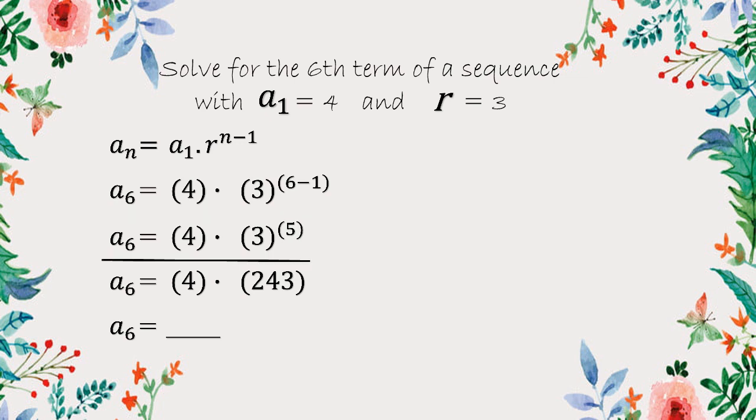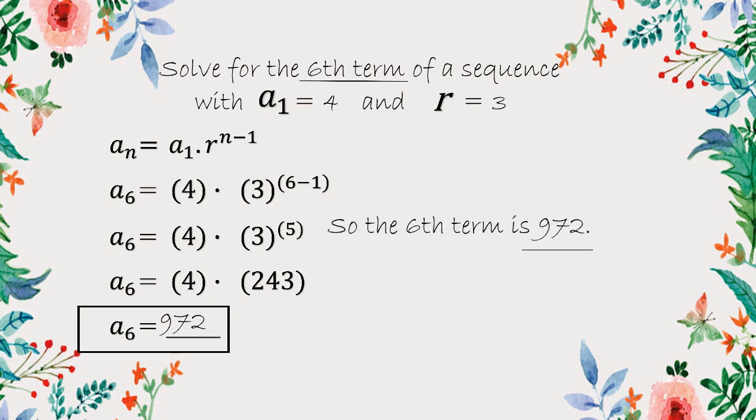So 6 minus 1 is 5. That would be a sub 6 is equal to 4 multiplied by 3 raised to 5. And 3 raised to 5 is equal to 243. So a sub 6 is equal to 4 multiplied by 243. So a sub 6 is equal to 972. So the sixth term, or a sub 6, is 972.